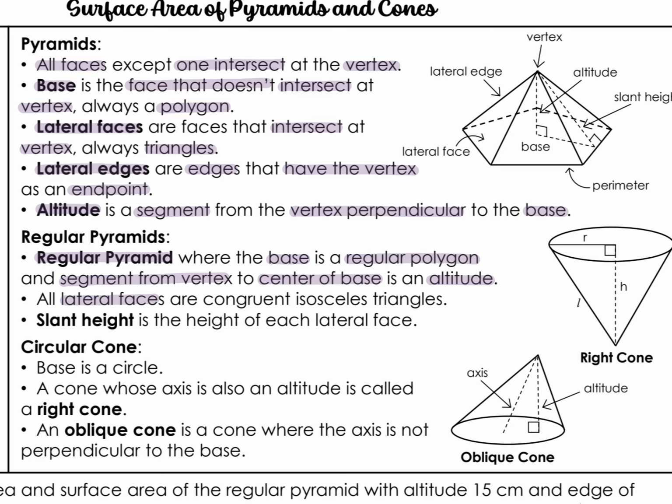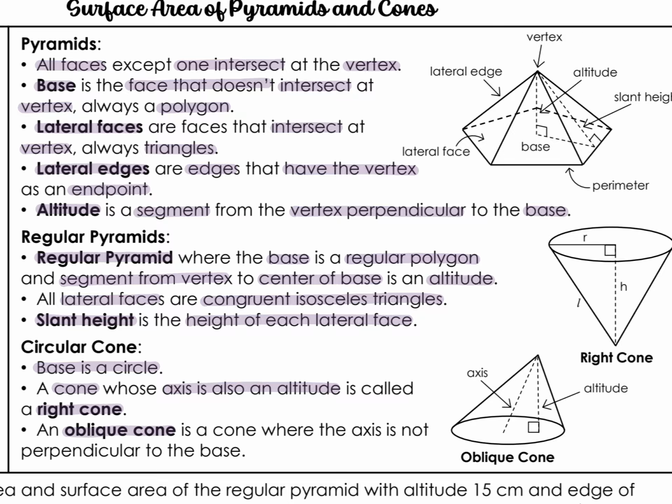All lateral faces are going to be congruent isosceles triangles, and your slant height is going to be the height of each lateral face. Moving into our circular cones. Obviously, your base is going to be a circle, and then a cone whose axis is also the altitude is called a right cone.